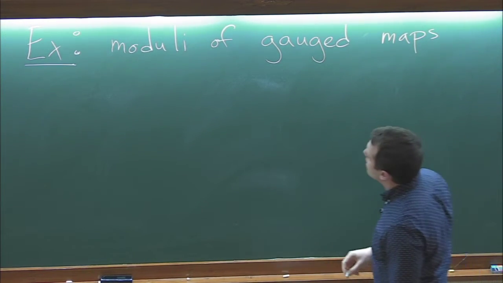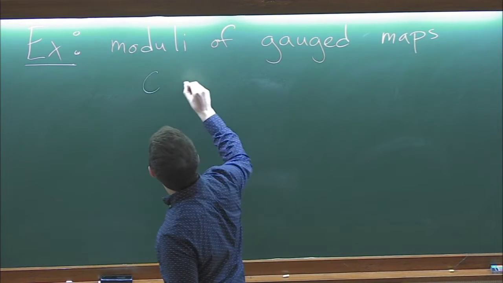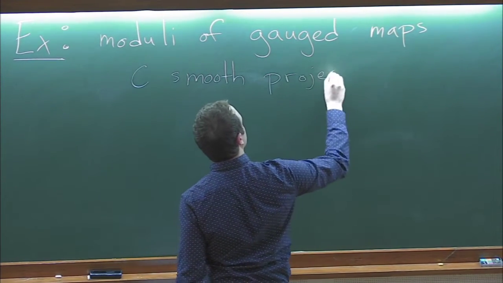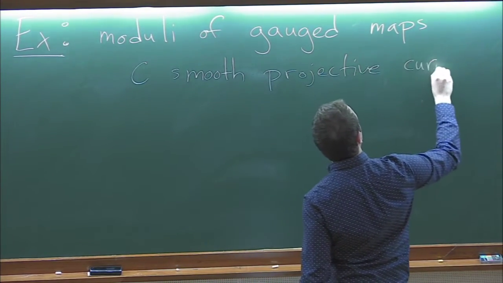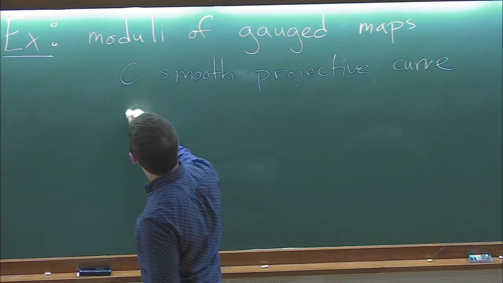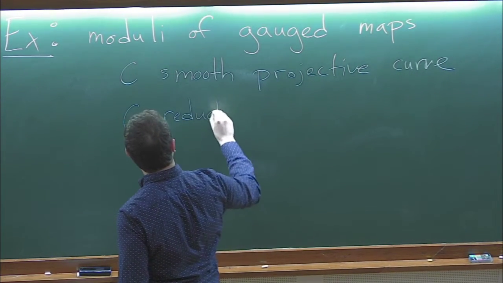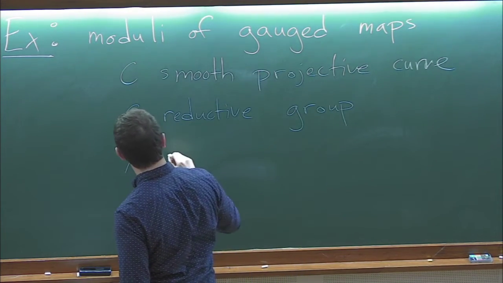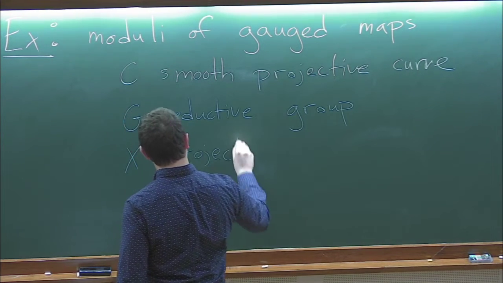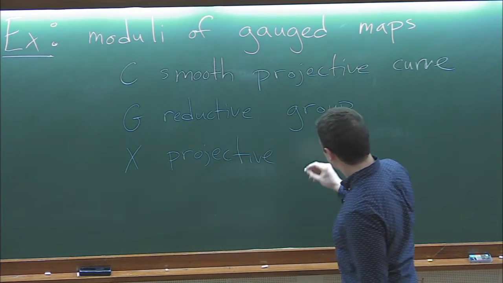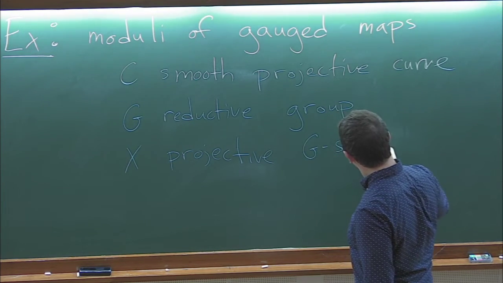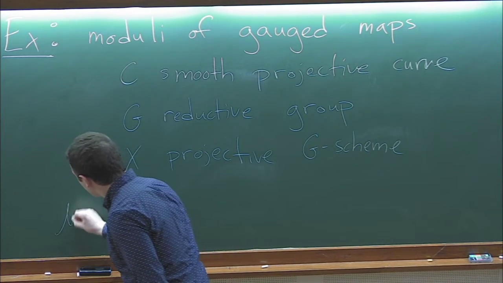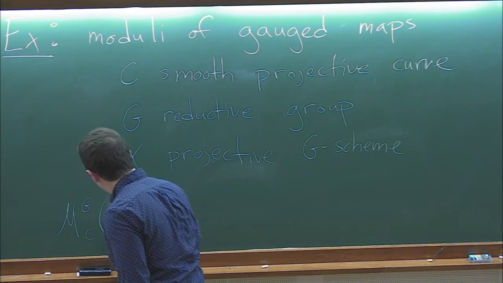So the setup is that C is a smooth projective curve, G is a reductive group, and X is a projective G-scheme, a linearized projective G-scheme. Then the stack that we're going to be studying today is sometimes called M_C^G(X).